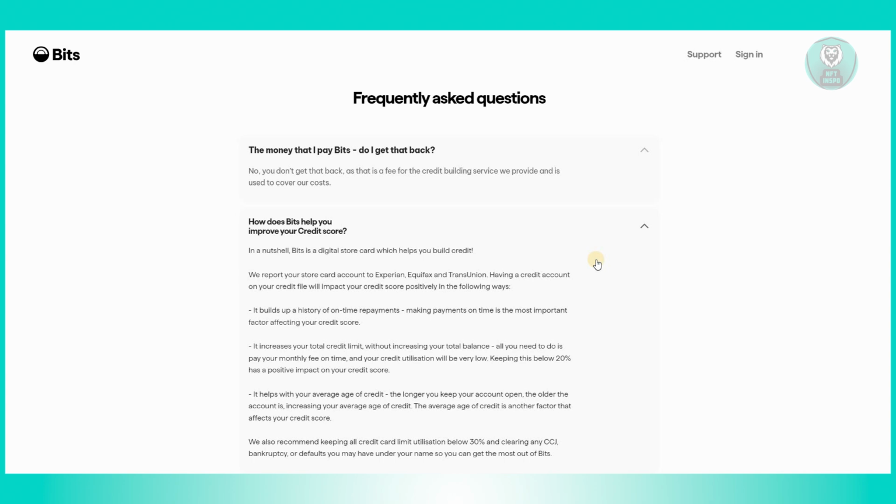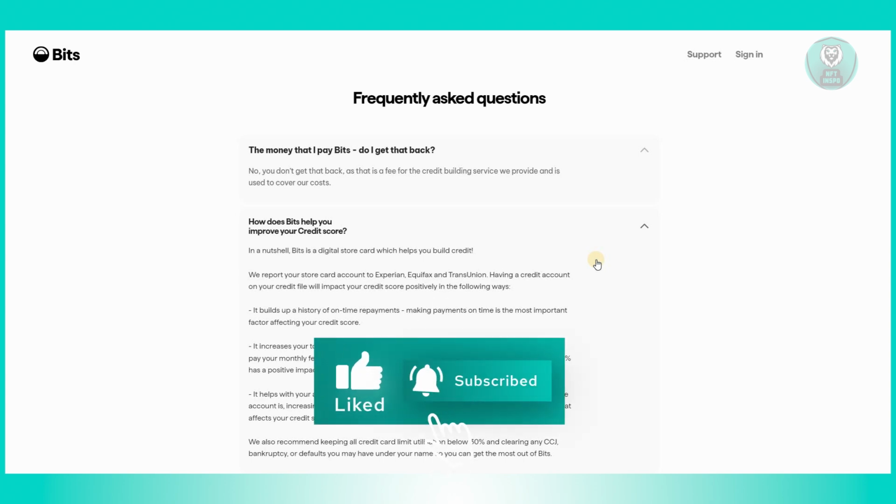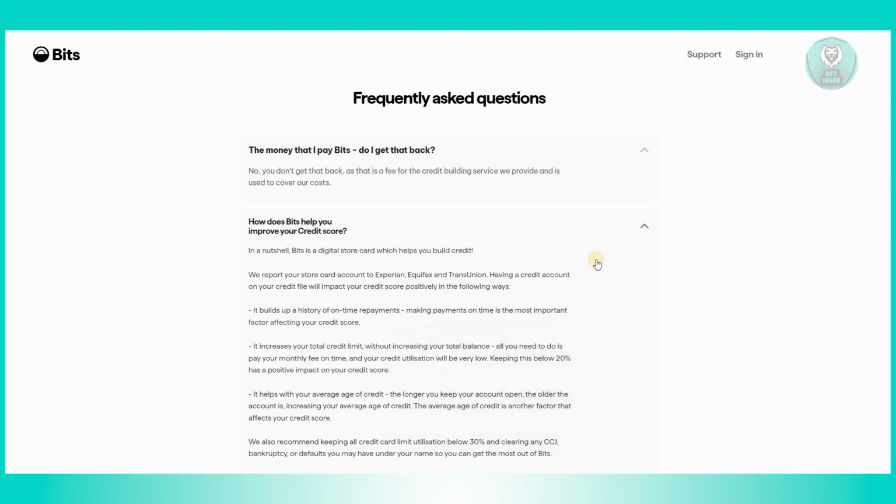Now in this case, you might be wondering, can you cancel the Bits credit card at any time? So can you actually cancel it? So the answer is yes, you can cancel the Bits credit card at any time. However, it's important to settle any outstanding card balances before doing so. Additionally, it's worth noting that opening and closing the card within a period of less than 12 months may have a negative impact on your credit rating. So be wary of that.